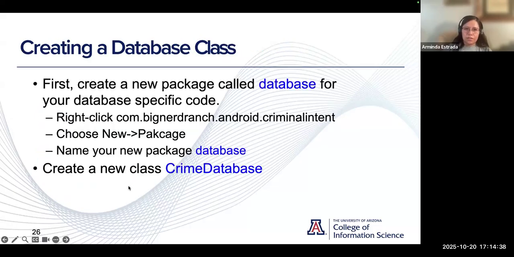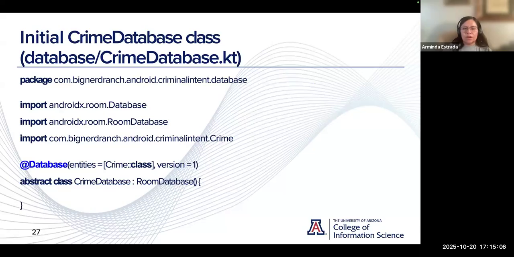Okay. So creating a database class, first create a new package called database for your database specific code. Right click on the criminal intent, then select new, and then package, and then name your package database, and then create a new class called CrimeDatabase. I will show you how to do this when we get done with the lecture slides. So, database package.